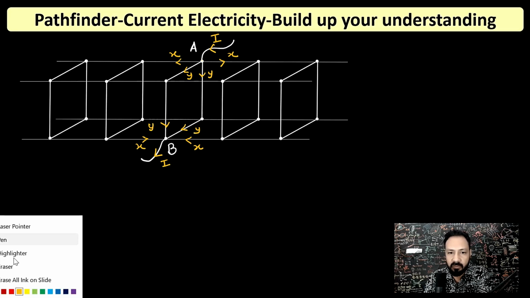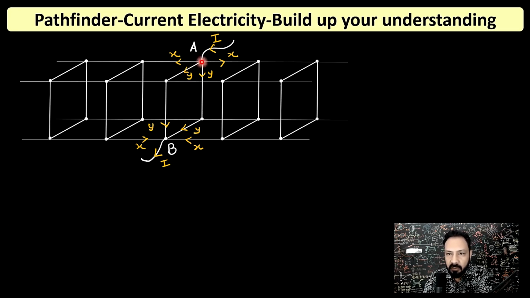Now see what is there. This current that is coming here is Y and the current going here is also Y. So no part of this current Y is splitting onto this wire. Same way, the current going here is Y and this current is also Y. So no part of the current Y is going to this wire. I am telling this from these points and these points. The same thing will happen here.